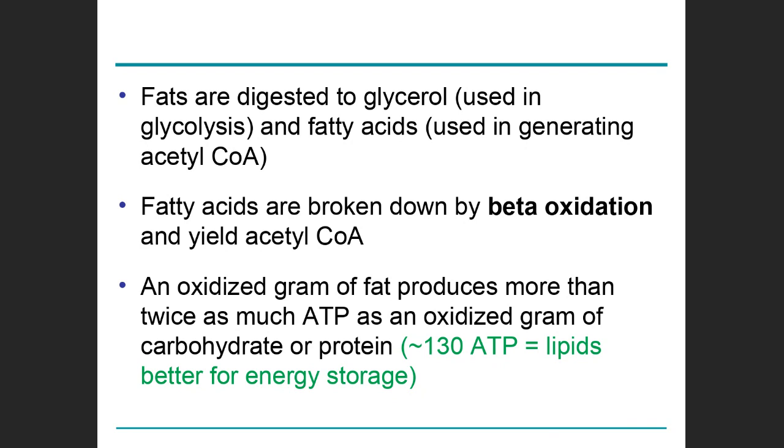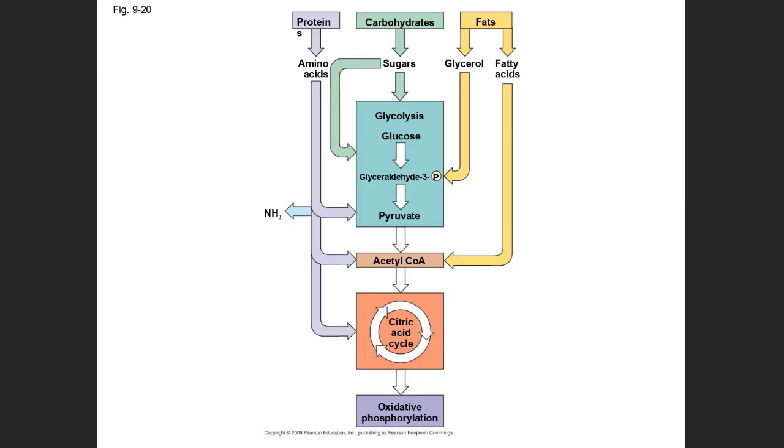And sort of a fun fact, an oxidized gram of fat produces more than twice as much ATP as an oxidized gram of carbohydrate or protein. And that's approximately 130 ATPs per lipid molecule. And that's why we store energy as fat. It's a much better way to store energy. So again, just keep in mind that not only carbohydrates are used to make ATP, but fats and proteins can also be used.